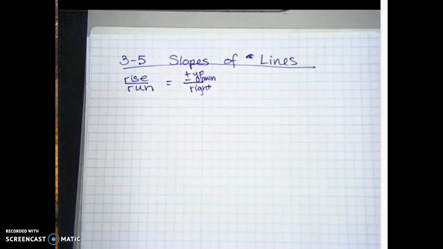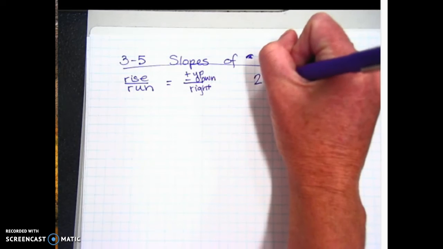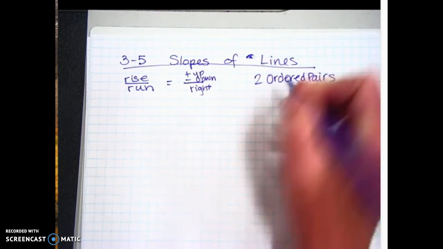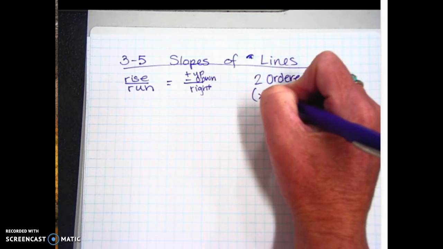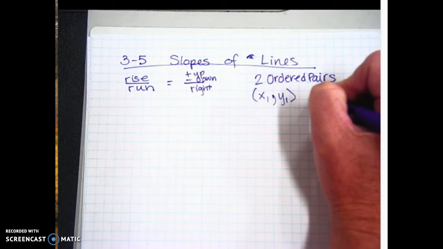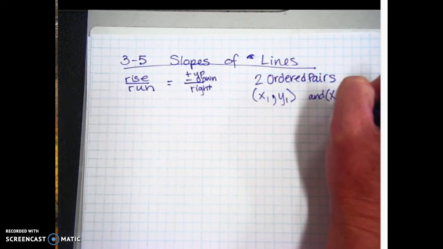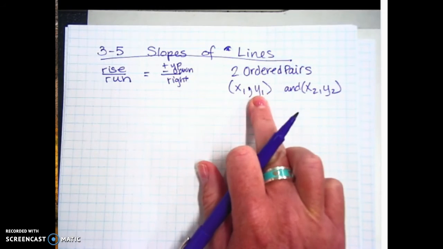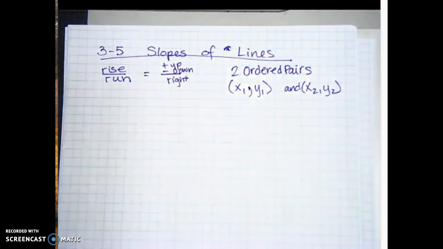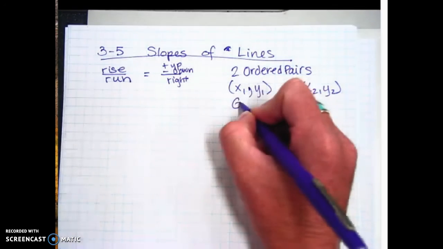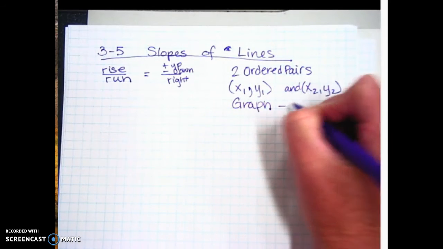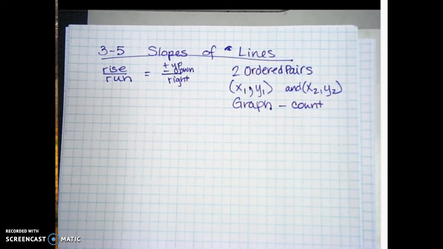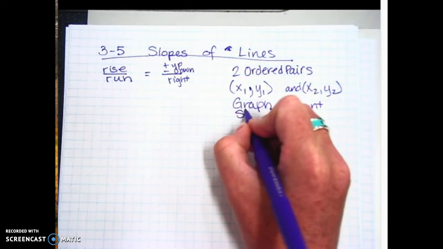Okay? So basically, you're going to be given what we call 2 ordered pairs. Those come in the form of x1, comma, y1, and x2, comma, y2, where there are 4 numbers in those spots. You have 2 numbers in these spots, 2 numbers in these spots. And so if you have graph paper, you can plot them and count your slope. The other way to do it is to use something called the slope formula.